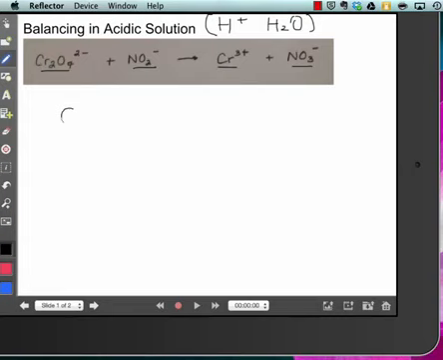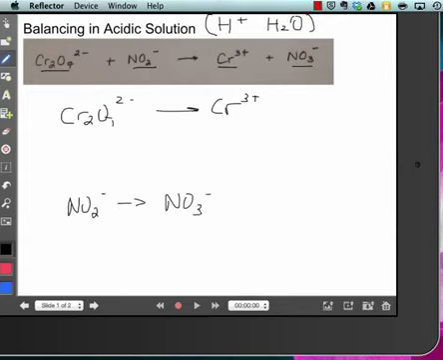So we start by writing dichromate goes to Cr3+. And the other half reaction is NO2- goes to NO3-. The first thing you always do is check to make sure the elements other than O and H are balanced. And in this case, they're not, so I'm going to put a 2 here. And in the second case, they are.